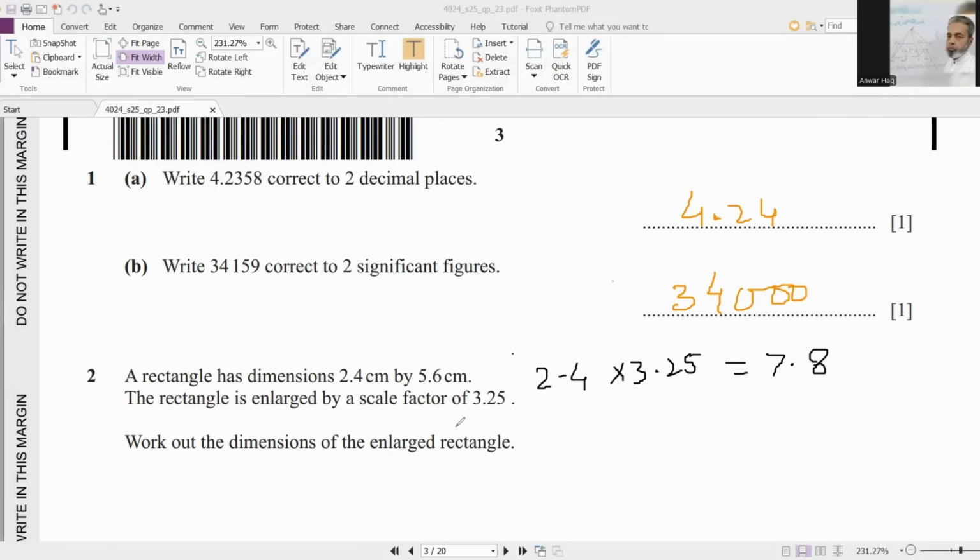Similarly, 5.6 multiplied by 3.25. Your answer will be 18.2. So 5.6 multiplied by 3.25, your answer will be 18.2. That's it for this question. Now for the next question. Question three.